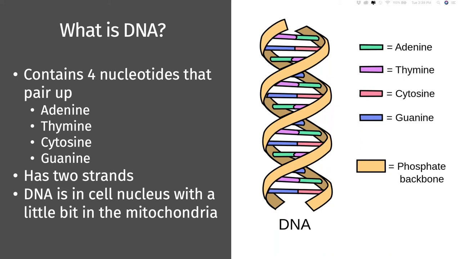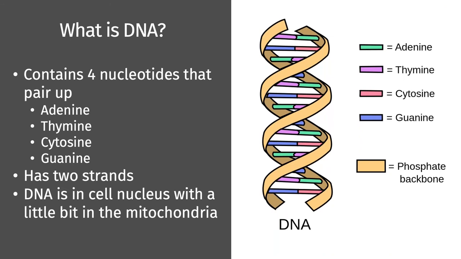Again, two strands. DNA is in the nucleus with a little bit in the mitochondria. And what's really amazing, and I want you to try to think about this, is those four molecules, nucleotides, A, T, C, and G, code everything from your eye color to whether you have curly hair to the size of your toes to the development of enzymes in your gut. Everything is just coded by those four molecules in different arrangements. So pretty amazing when you think about it, and very simple.